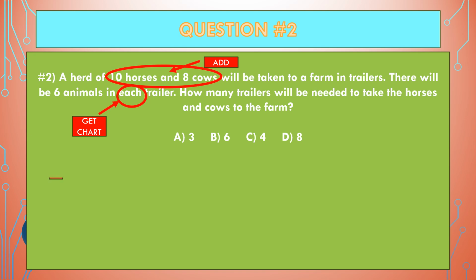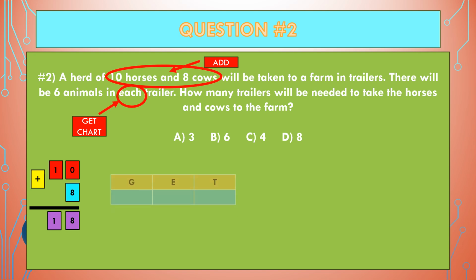All right, so let's get started. I'm going to start by adding 10 plus 8. That's easy math, right? So what's 10 plus 8? That's right, 18. Okay, so now that I have my total number of animals, what I can do is put that information in my get chart. So 18 goes in total.